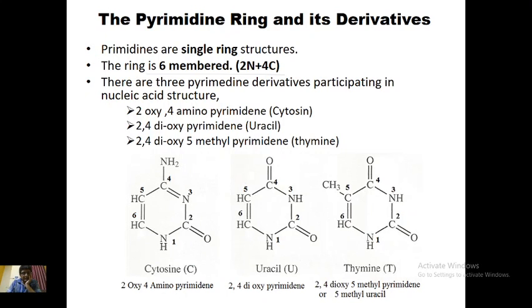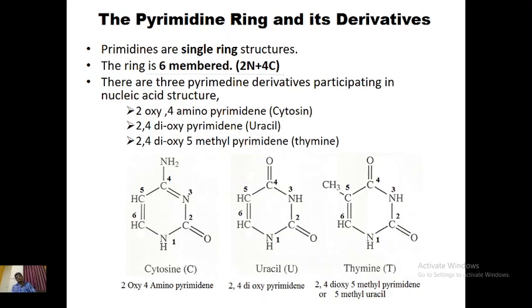So the pyrimidine rings and their derivatives, let's go one by one. Pyrimidines are single ring structures. These are 6-membered. Each ring has 2 N and 4 C. There are 3 pyrimidine derivatives. You see at the second position one oxygen is there, and at the fourth an amino group is there, and that's why it's called 2-oxy 4-amino pyrimidine. So these are not IUPAC names.